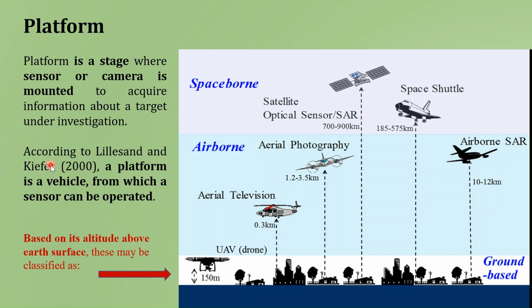According to Lillesand and Kiefer, a platform is a vehicle from which a sensor can be operated, and based on its altitude above the Earth's surface, these platforms may be classified into ground-based platforms, airborne platforms, or spaceborne platforms. Ground-based platforms are the vehicles that operate on the Earth's surface. Airborne platforms are those which operate somewhere in the atmosphere, and spaceborne are the vehicles that operate in space.